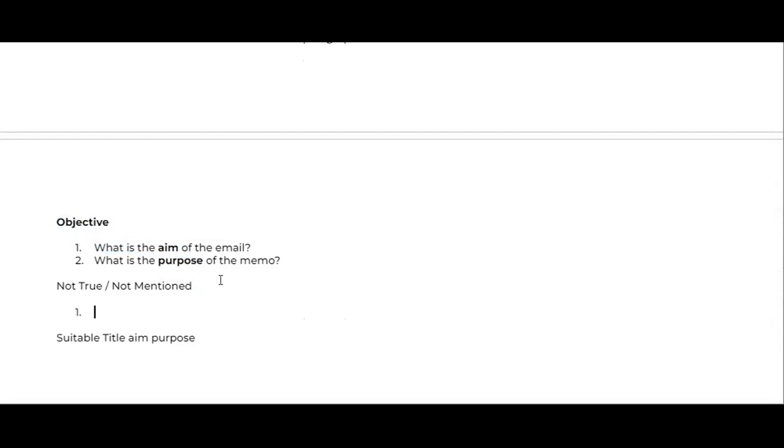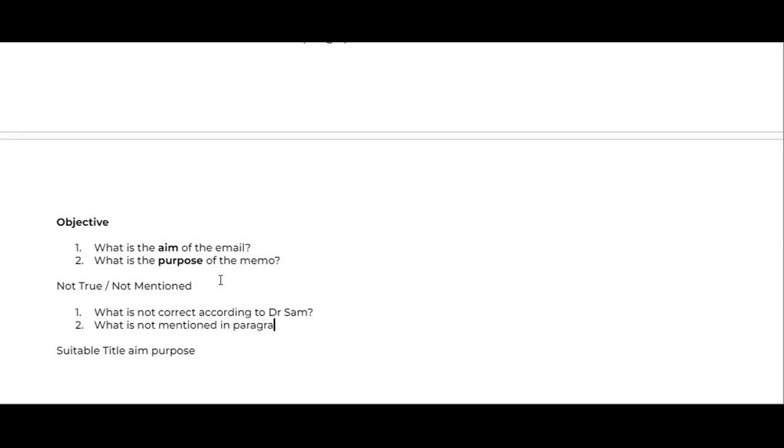Another type of question is: what is not correct according to Dr. Sam? Or what is not mentioned in paragraph 2? These kinds of questions are there. So what is the solution for this? Everybody is silent because I am not giving anybody permission to speak. Does anybody know how to find this one? Yes, like applying mentioned, not mentioned.